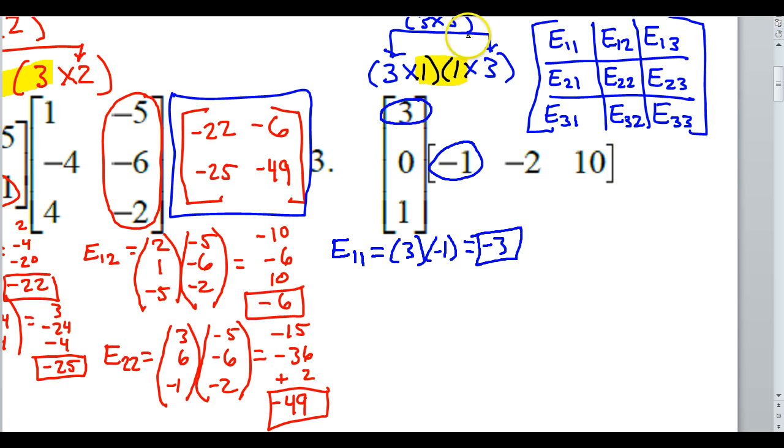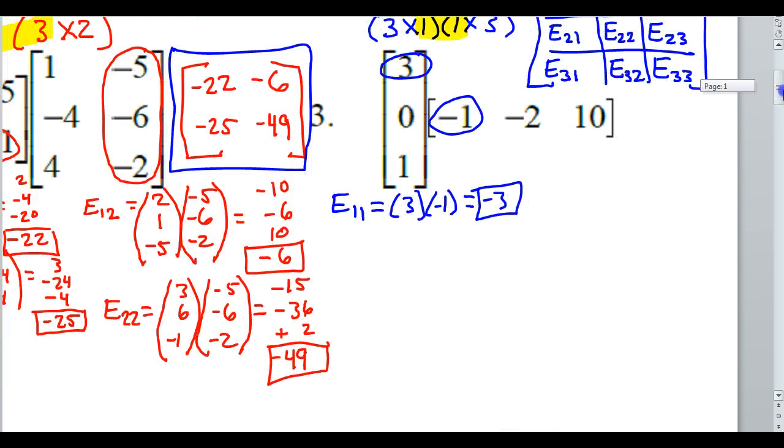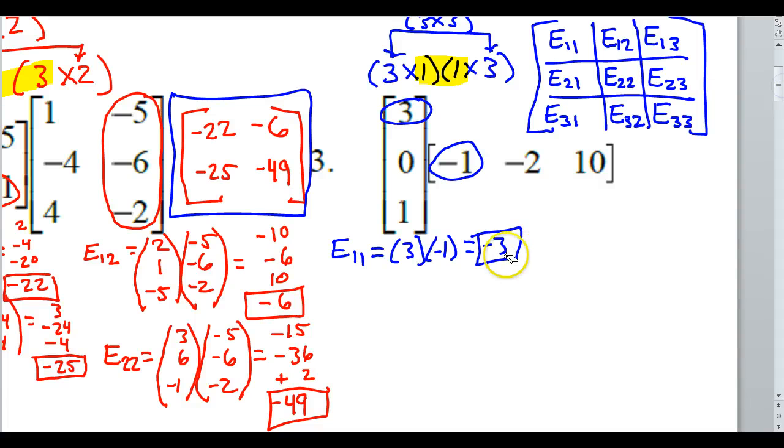But you know, I think I'm going to fill these in as I go this time. So element 1, 1. Maybe I won't. I'll just keep going and I'll fill in the final answer later. But that is this. So let's keep going. Let's go element 2, 1.